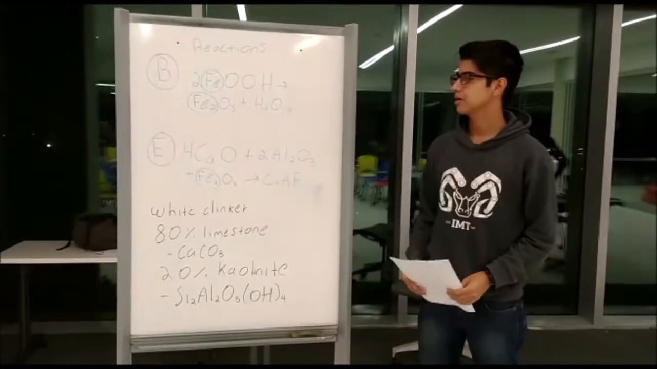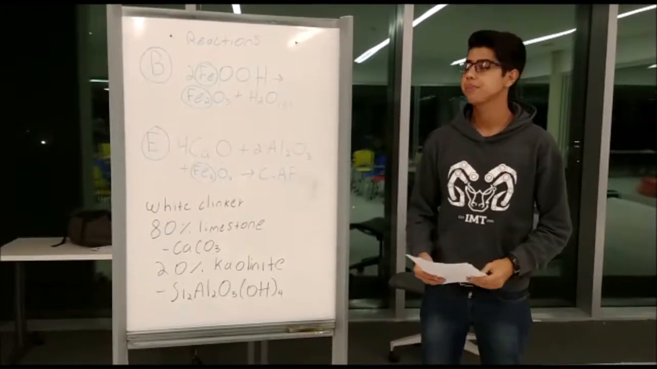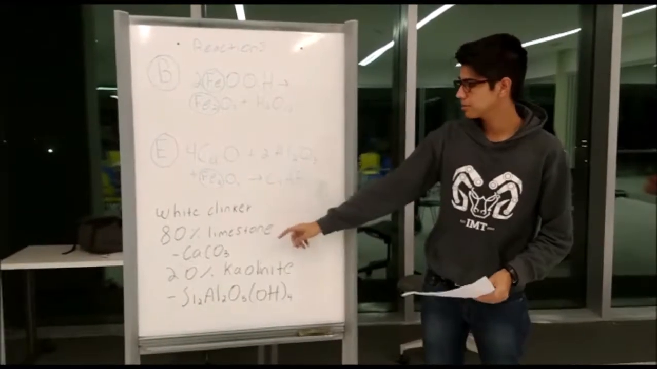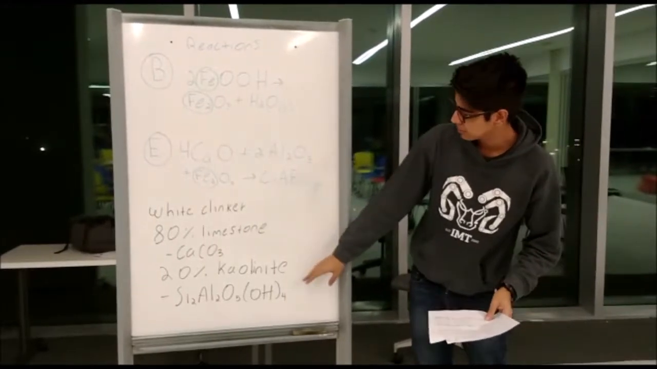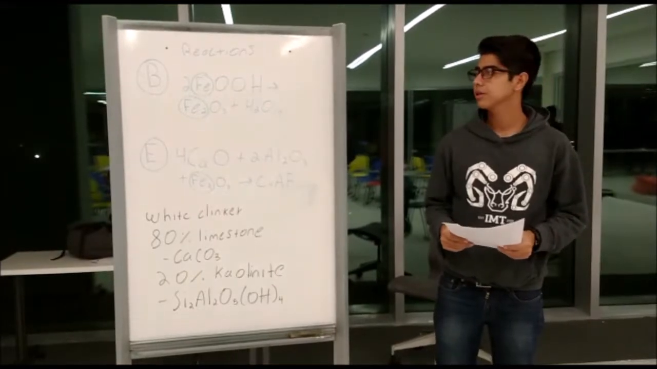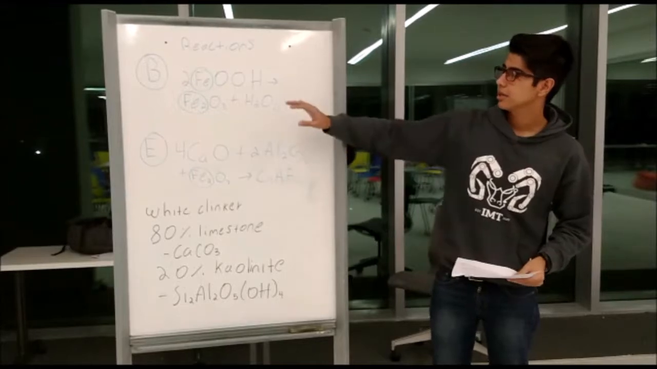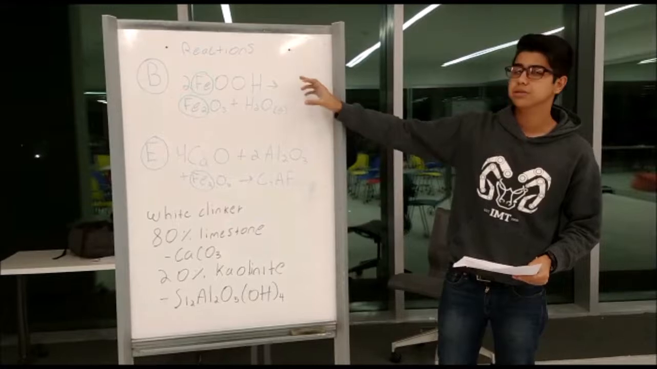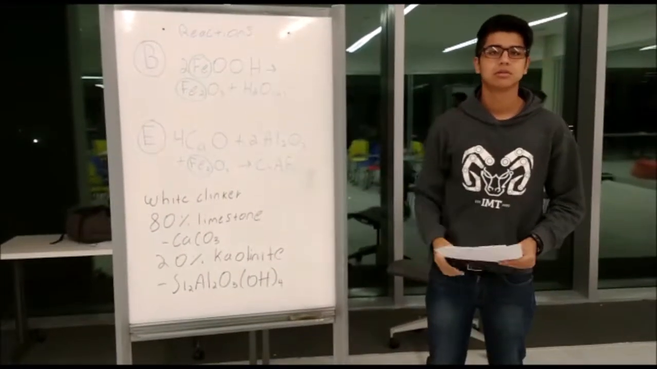Hi, I'm Mauricio Luna, and I'm going to explain a problem of thermodynamics of materials, which involves the production of white clinker. First of all, we have that the raw material of the white clinker is 80% limestone, whose chemical compound is this one, and 20% kaolinite, whose chemical compound is this one. In the first problem, we have to analyze which of the reactions is not likely to happen. We have that reaction B and reaction E are not likely to happen because they contain iron, and iron is not part of the white clinker raw material.